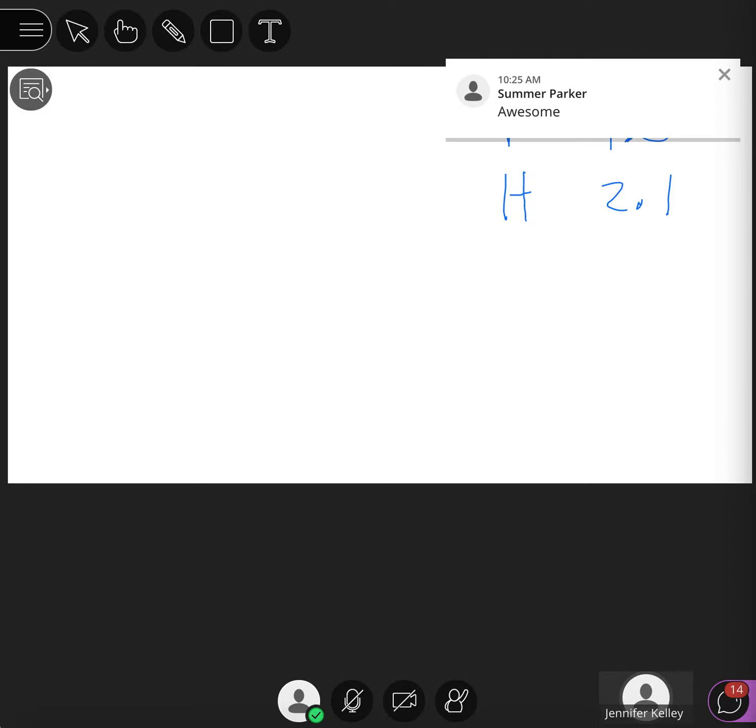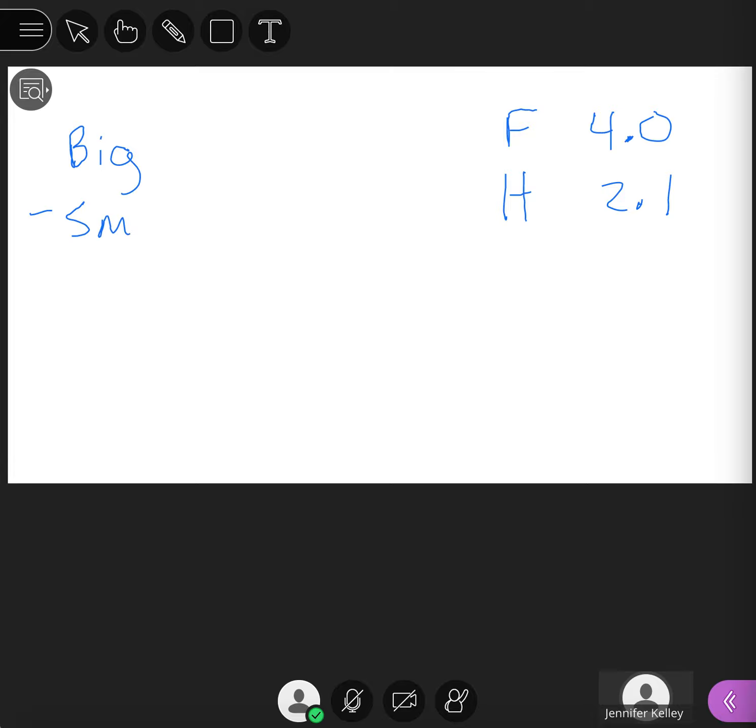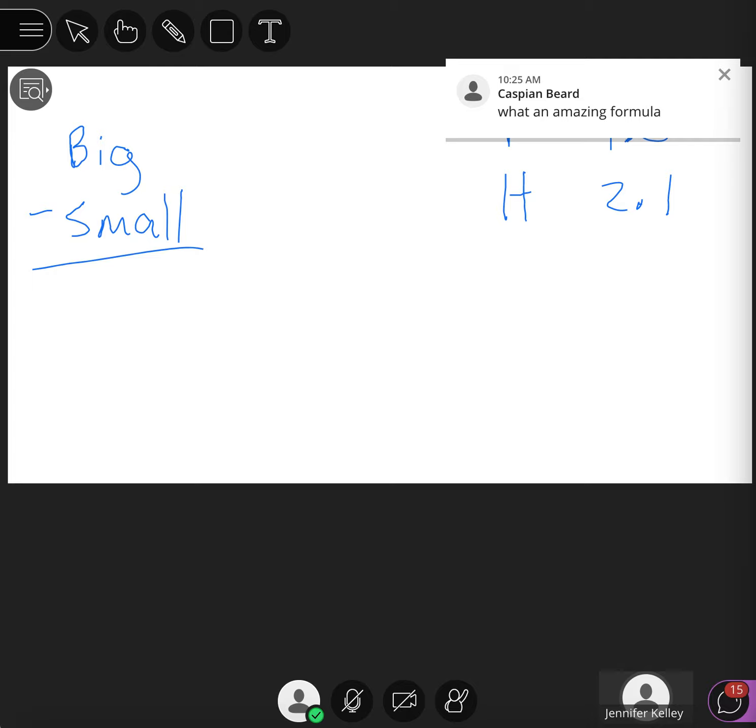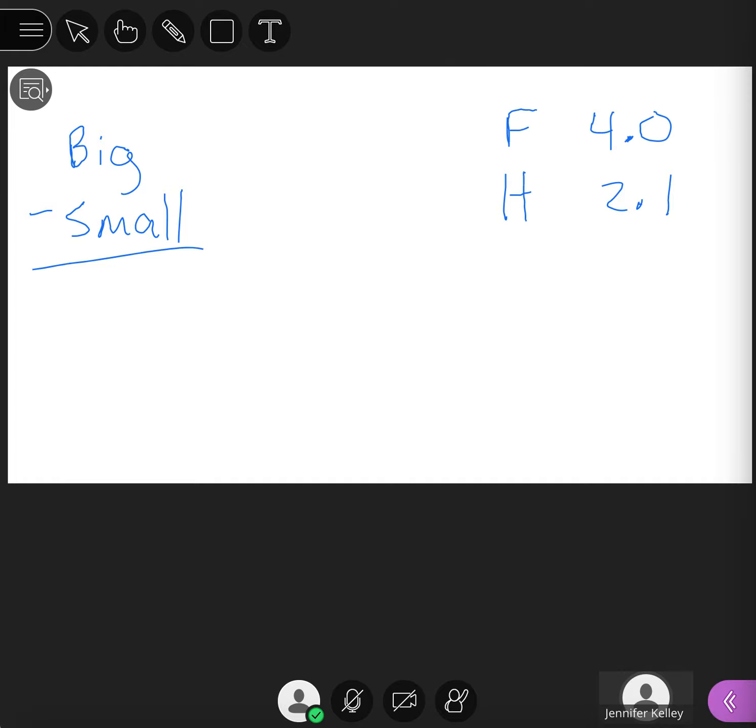If you want to know the electronegativity difference, here's the formula for that. You'll have two elements. One will have a larger electronegativity, and one will have a smaller one. When you subtract them, you subtract the small one from the big one so that you get a positive number. So in this case, we get 1.9 as the electronegativity difference.